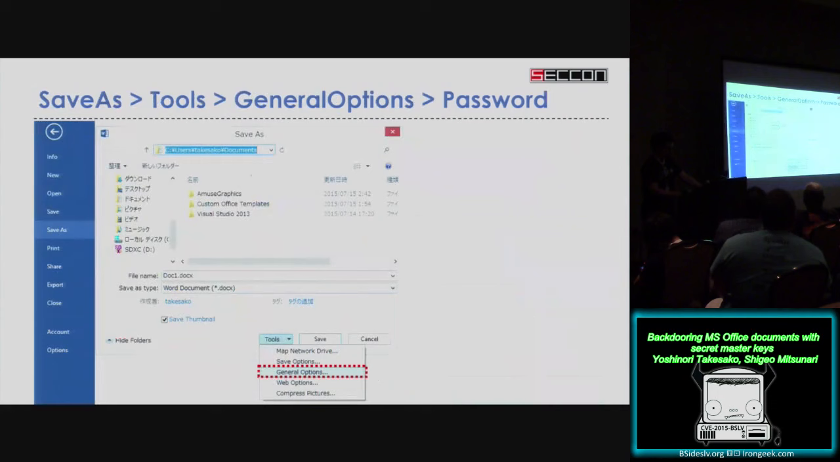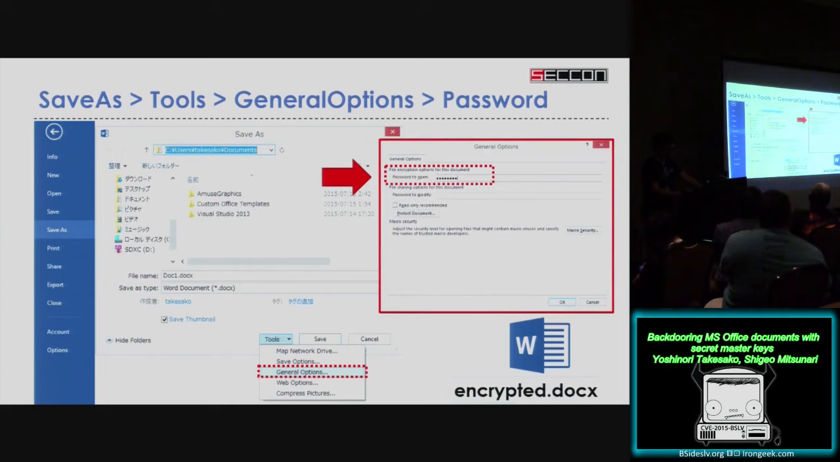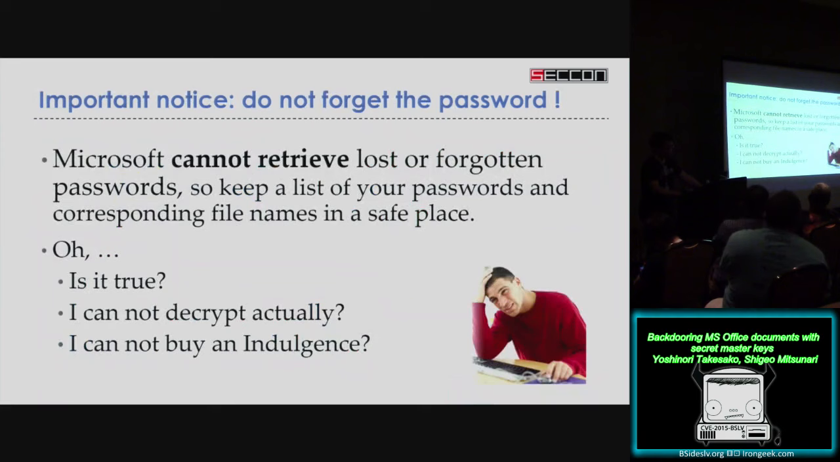There is another manipulation. You can select the Save As menu, push the Tools button, and select the General Options. Then you can input the password just the same way. It is important that you don't forget the password, because Microsoft cannot retrieve forgotten passwords. If you forget the password, we cannot retrieve the original documents. It is true, I cannot decrypt it.